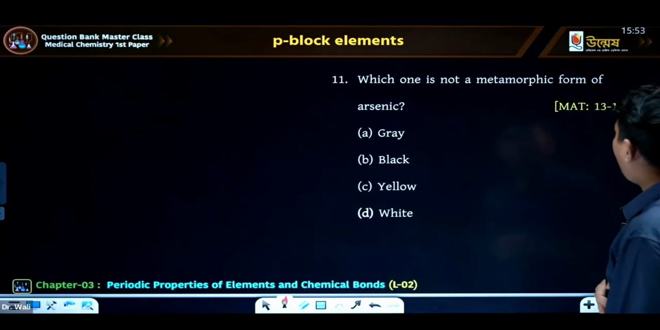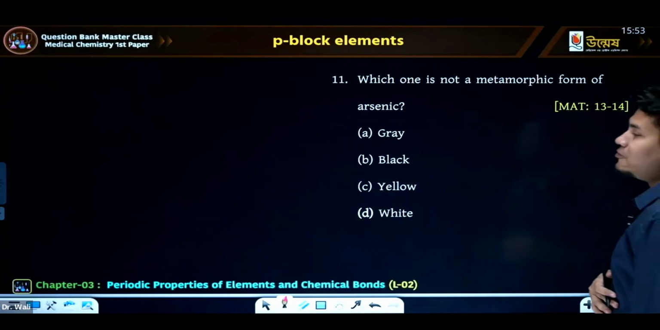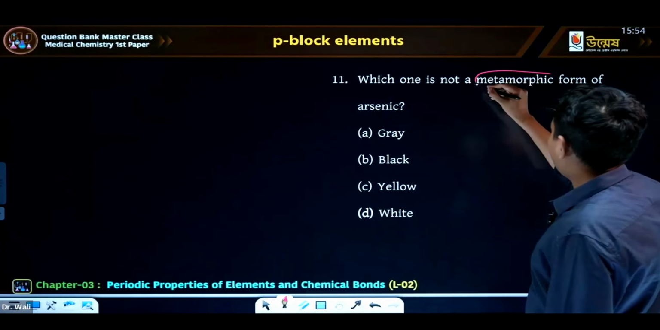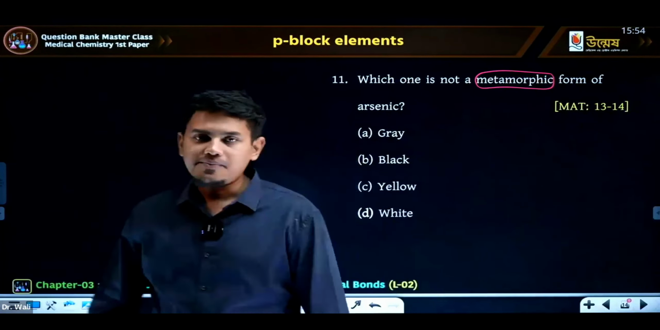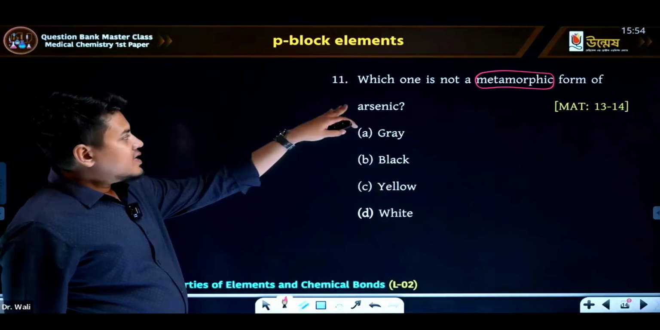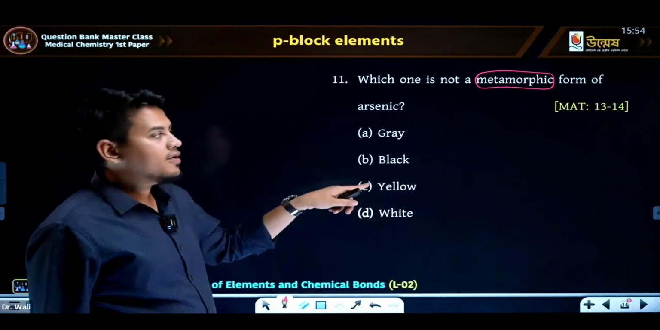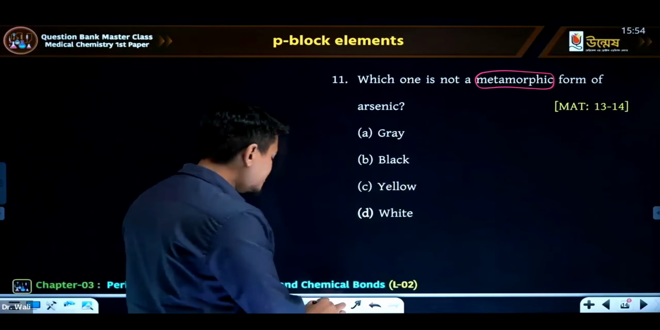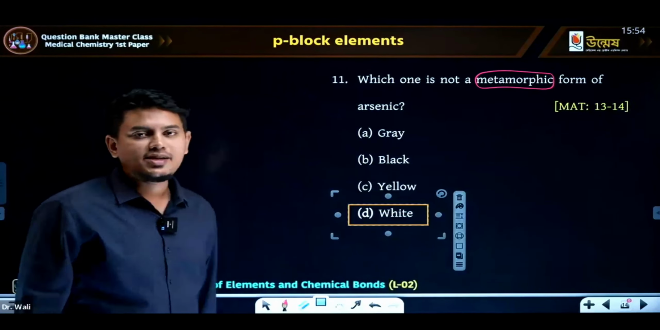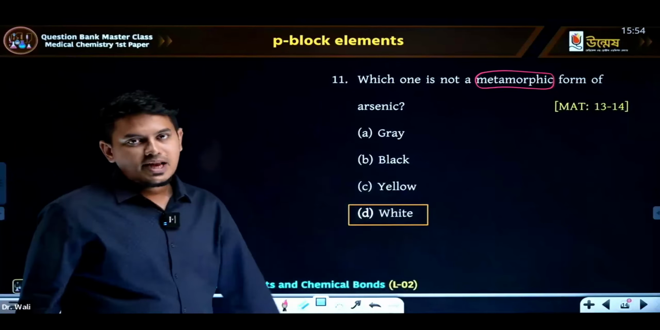Which one is not an allotropic form of arsenic? Actually, allotropic form of arsenic. In case of arsenic, we find gray, black, and yellow. These are the three types of allotropes that they show. But we do not find any white arsenic. So this will not be the answer. It appeared in the medical admission test 13, 14 session.